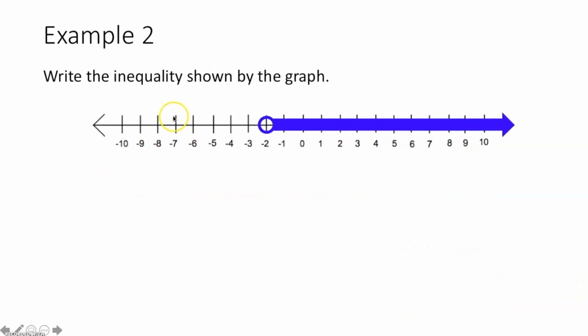Okay, example 2 says write the inequality shown by the graph. So this time we're given a graph and we have to write the inequality. So here's how this works. We're going to start with everything we're given. We're not going to start with saying it in words because we want to get to that point. So what are we given? In this graph, we have an open circle at -2. Also, are we shading to the left or the right? It looks like we're shading to the right.